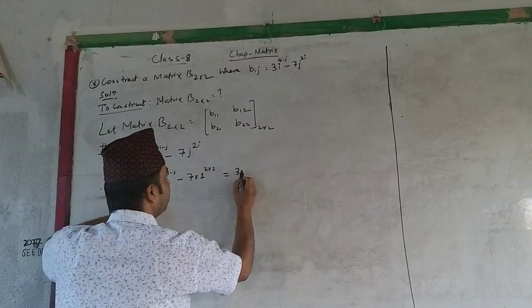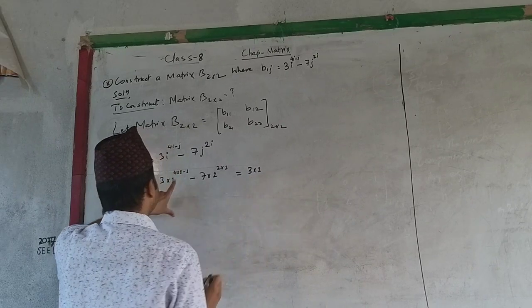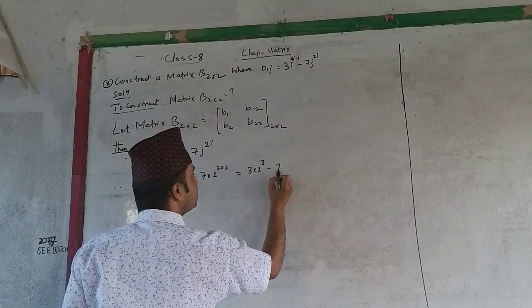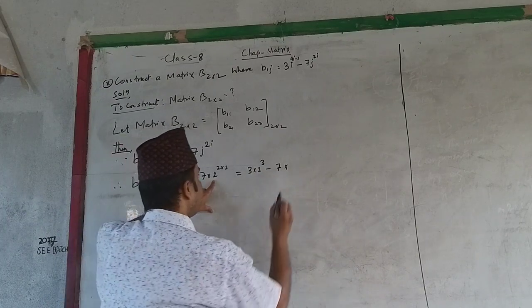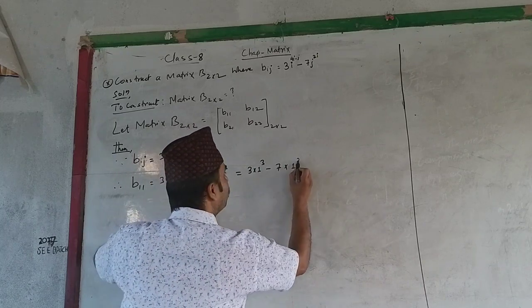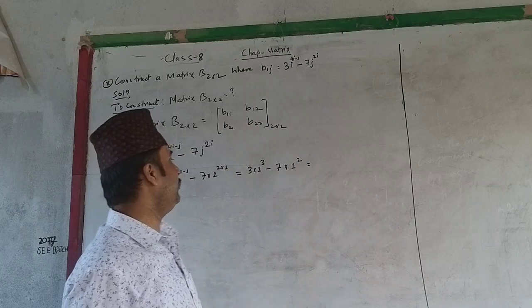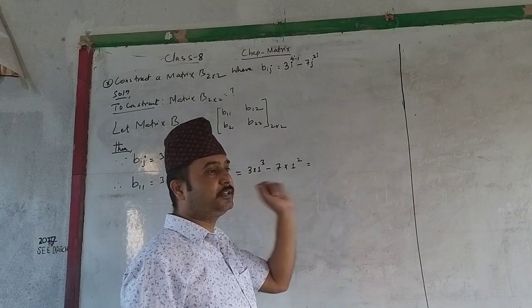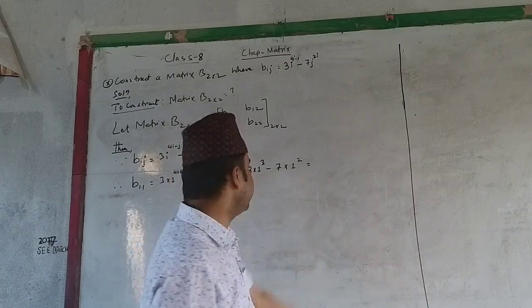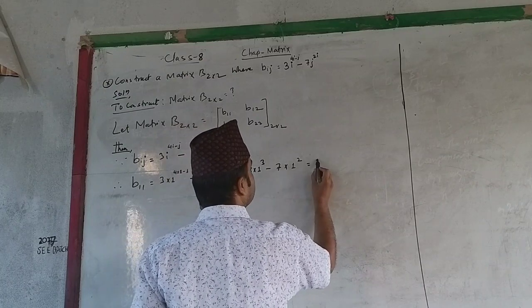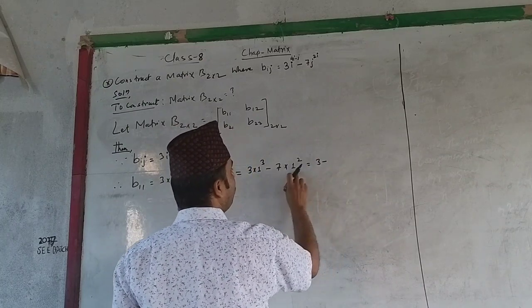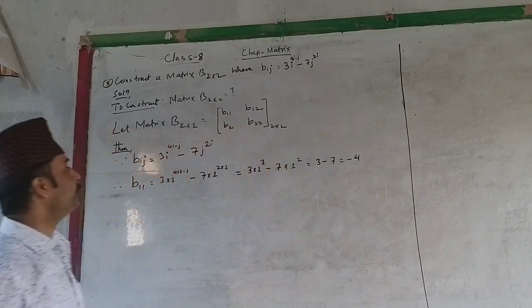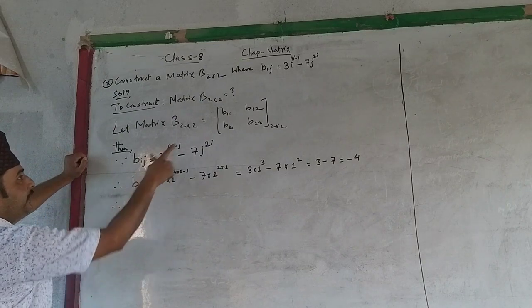So what will be the answer? 3 into 1 to the power 4 minus 1, which is 3. So 1 to the power 3, minus 7 times 1 to the power 2. 1 to the power anything, 1 to the power 0, 1, 2, 3, 100, 1000, is 1 itself. So 3 ones are 3, and 7 ones are 7. So the result is minus 4. Here we are getting the result minus 4. Let us go for the next.